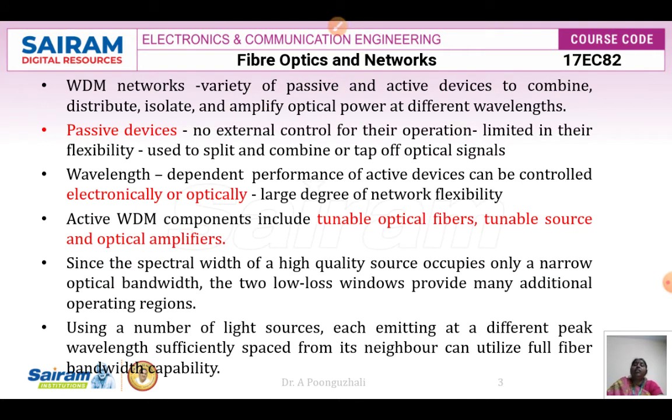Here you are going to have your WDM networks. We are going to have a variety of passive and active devices. The function of the passive and active devices is to combine, distribute, isolate and amplify the optical power at different wavelengths. First, the passive device. A passive device is not going to have any external control. When it does not have any external control for its operation, there is going to be limited flexibility in its operation. In this case, it is used to split and combine or tap off the optical signals.